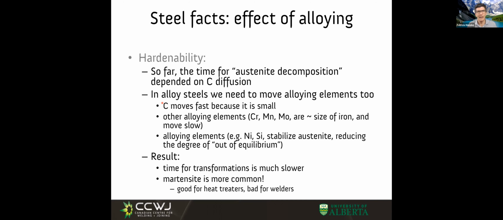So how do you fix that? You cannot fix heat transfer, but you can fix the metallurgy. So higher alloying elements give you the ability to quench big components that cool down slowly. That's awesome for heat treaters. Now go and weld those. The transformations are so slow that we end up most of the time with martensite.